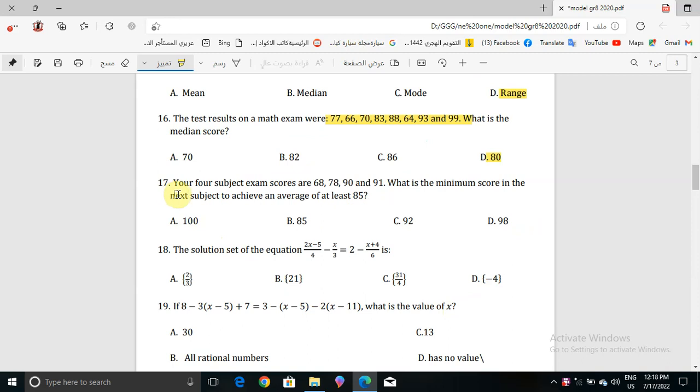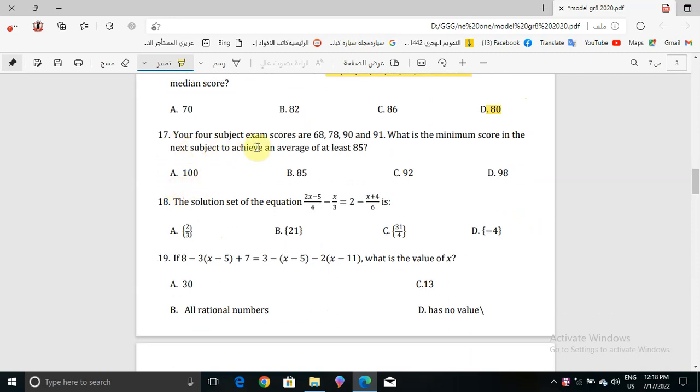Okay, now question number 17. Your 4 subject exam scores are 68, 78, 90, and 91. What is the minimum score in the next subject to achieve an average of at least 85? So after using the formula, you will get the answer, which is 98.